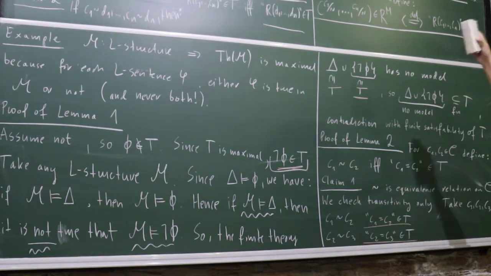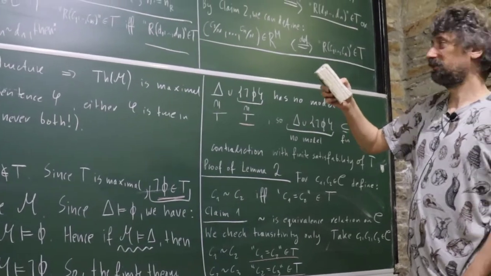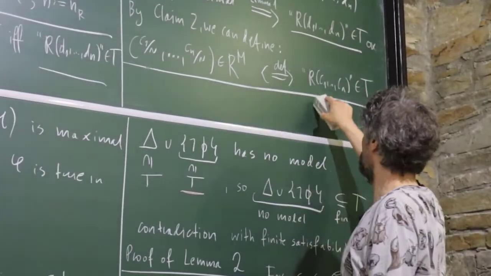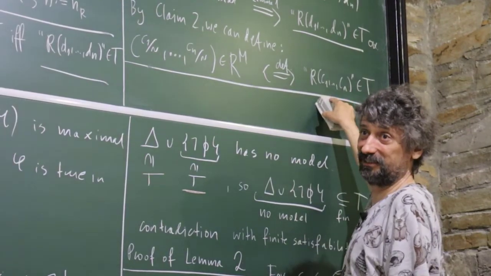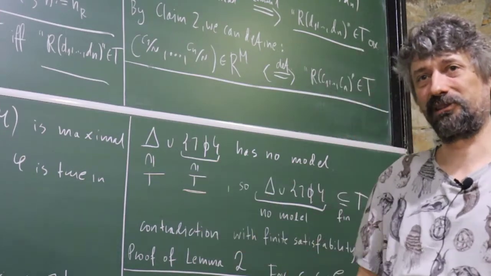Shall we start from the end? We want to interpret this relation symbol. This is the natural definition. Yes, definitely, that is the definition, but we have to check it is well defined. And this is claim 2.